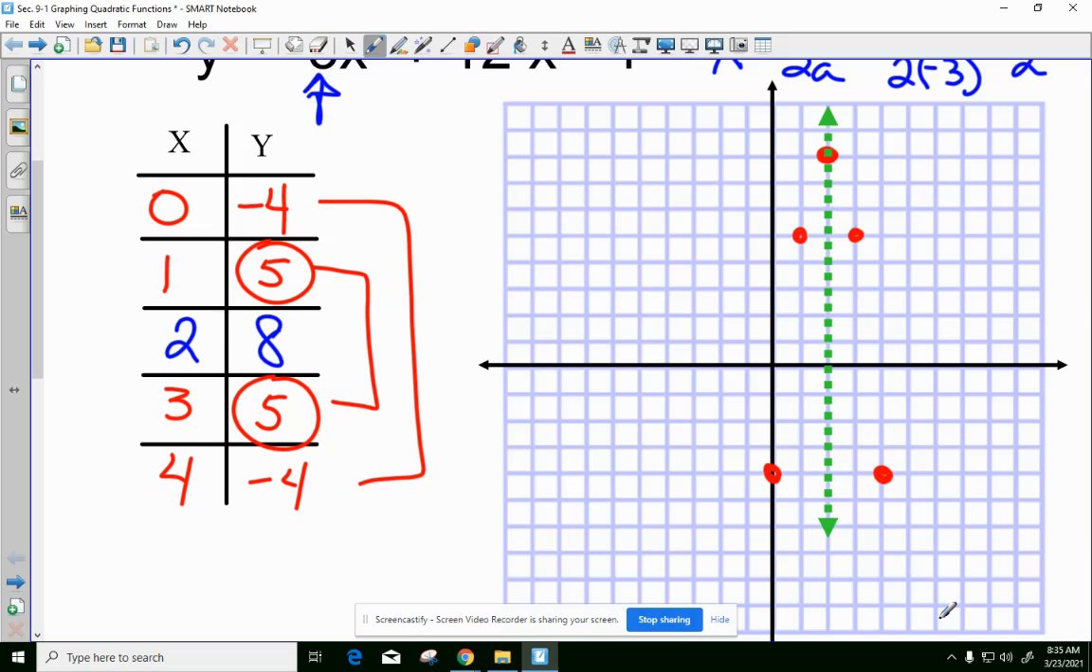We find the -4. How does it match for 0, so how does it match to 4? Why is this answer and this answer both -4? Because they are both equally distant from the middle.